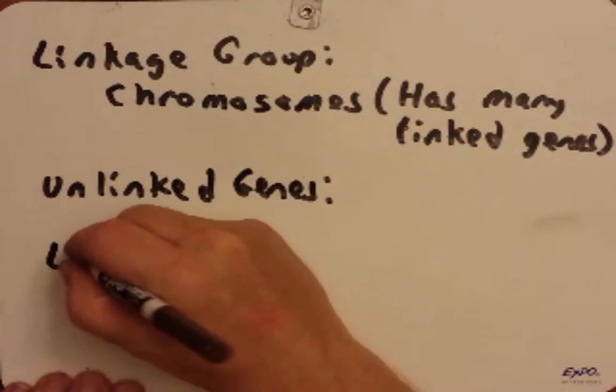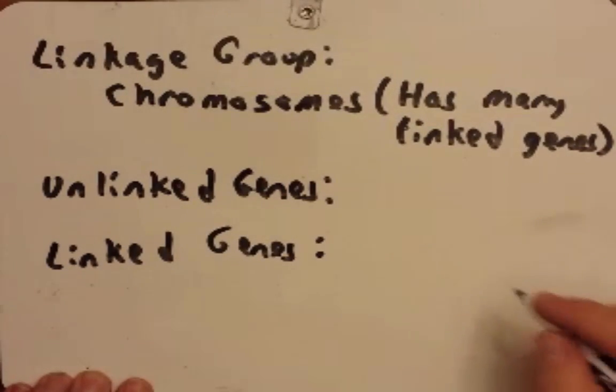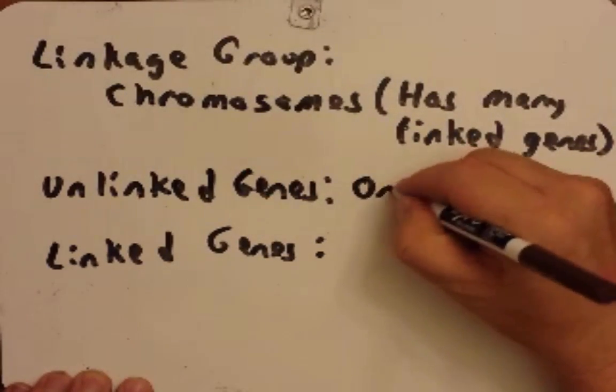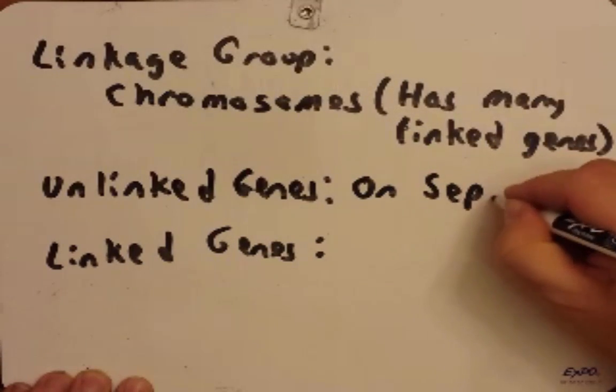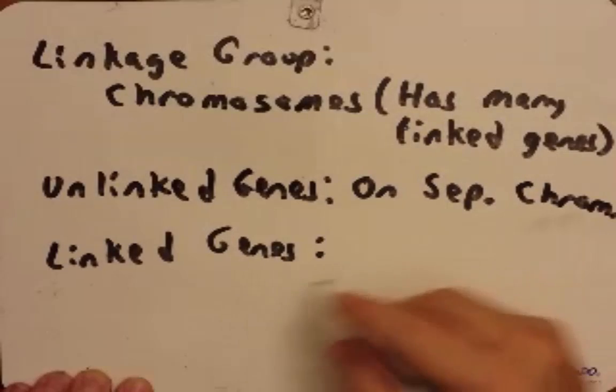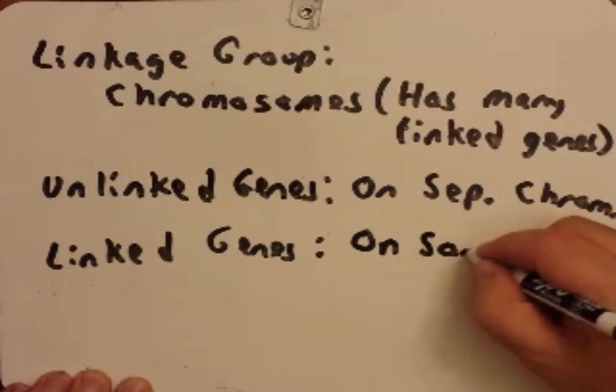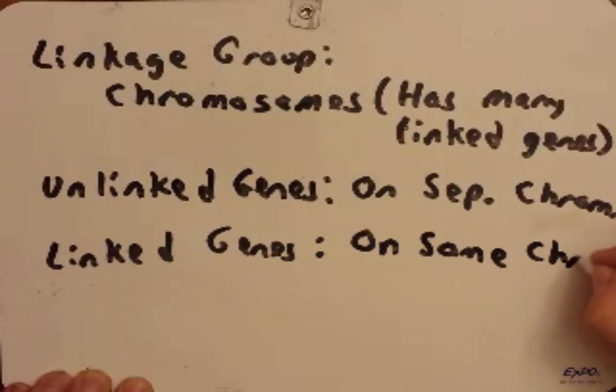And linked genes. Unlinked genes are on separate chromosomes. Linked genes are on the same chromosomes. I drew that on the last slide briefly, but let's go ahead and draw it again real quick.